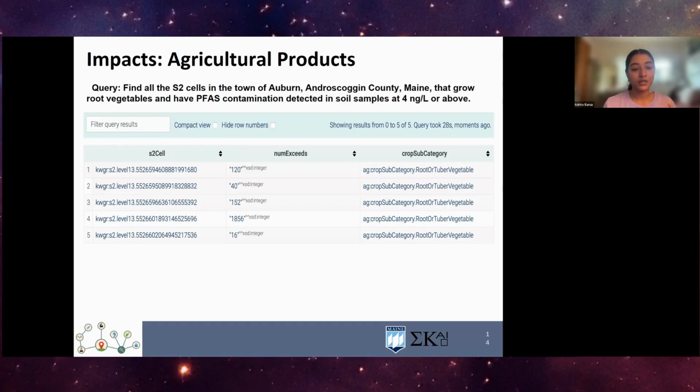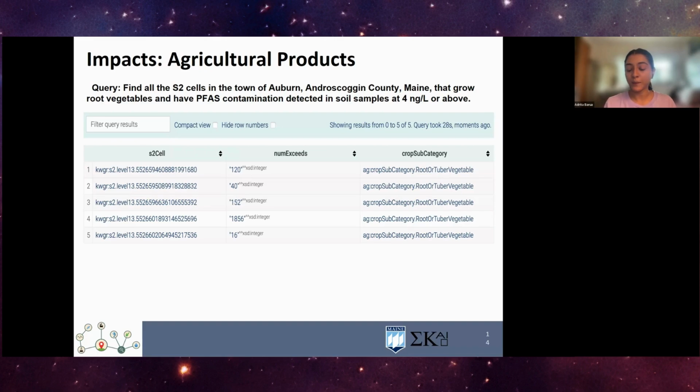So with this query, you could see the impacts of PFAS contamination found from different sample types, and also which locations near those sample points are growing different kinds of crops. And through this query, you could find all that information.